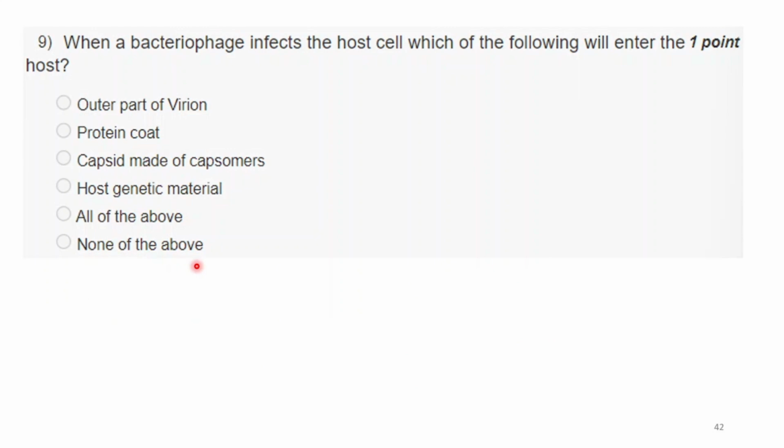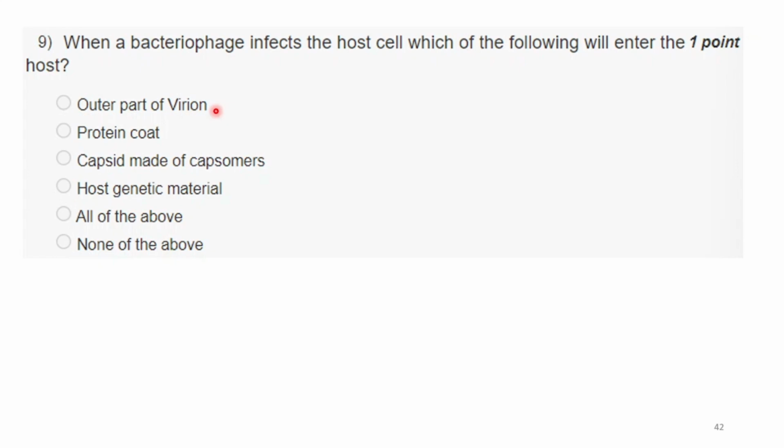When a bacteriophage infects the host cell, which of the following will enter the host? Outer part of virion, protein coat, capsid made up of capsomeres, host genetic material, all of the above, none of the above. Anyone knows the answer, you can try.